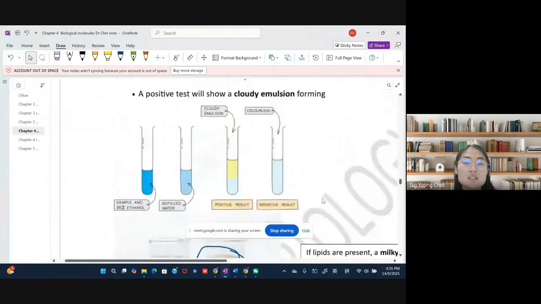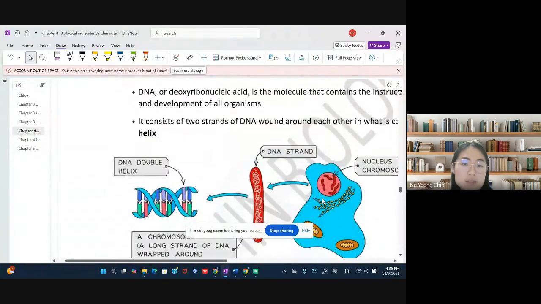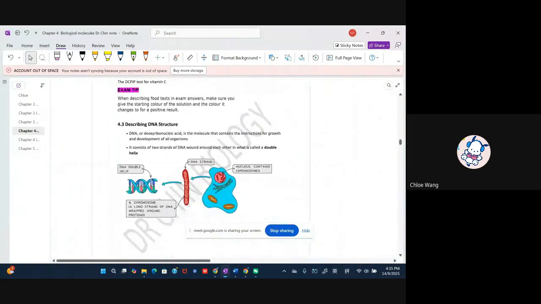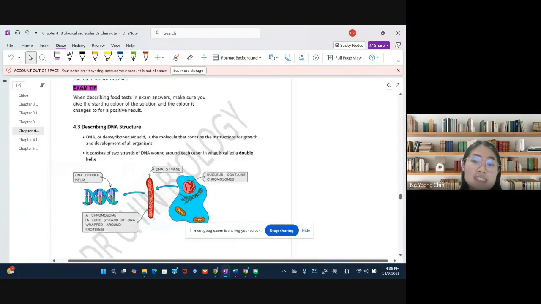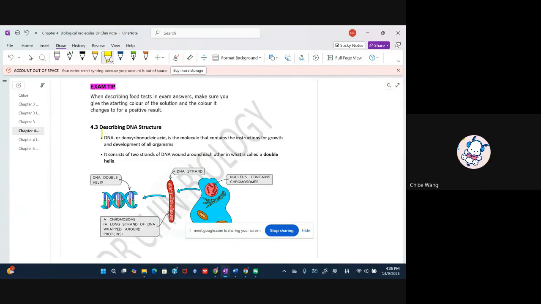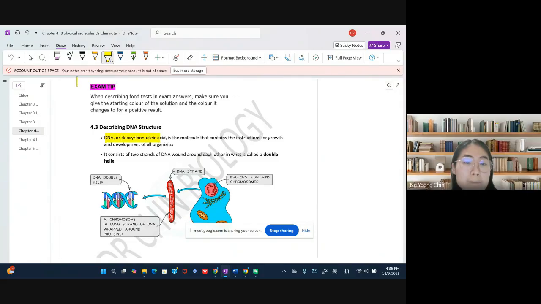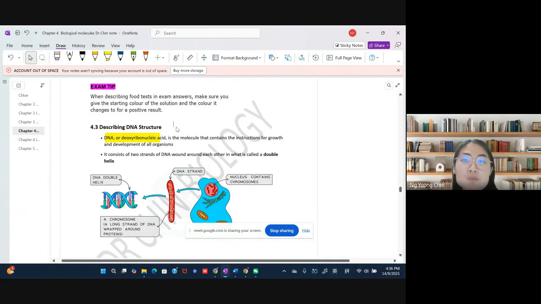So we have finished the food tests. Now we talk about nucleic acids, which is one of the organic compounds we haven't discussed yet. What is meant by nucleic acids? You have heard about DNA before, right? So what is the function of DNA? It carries genetic information. So what is the purpose of this genetic information?